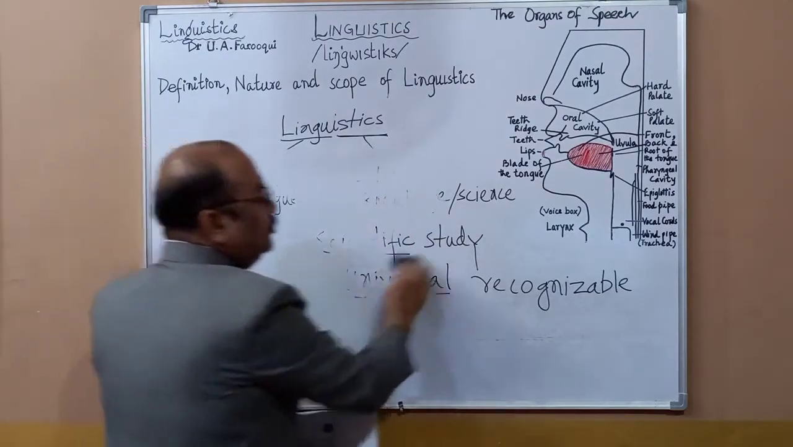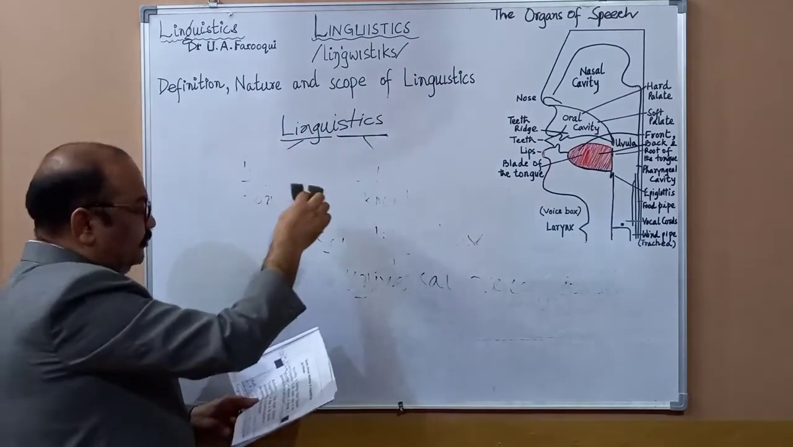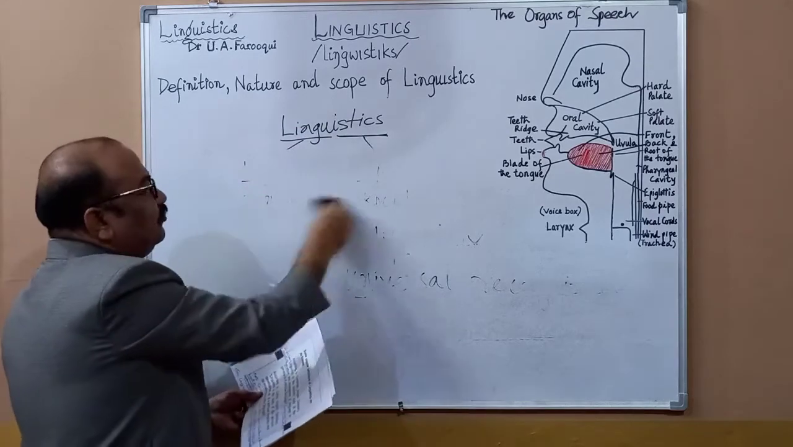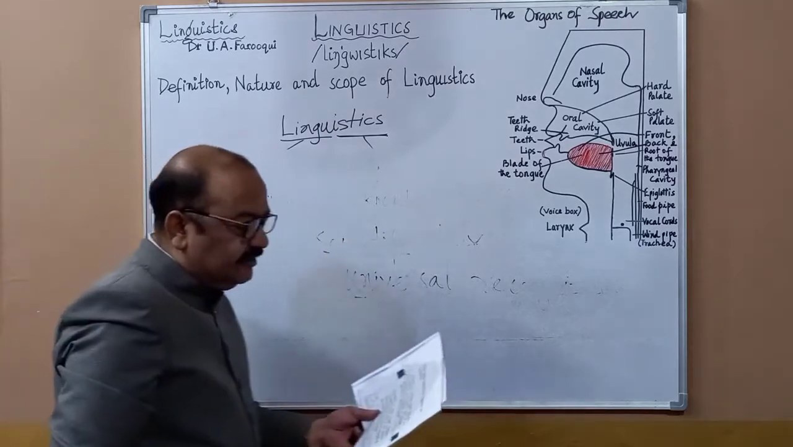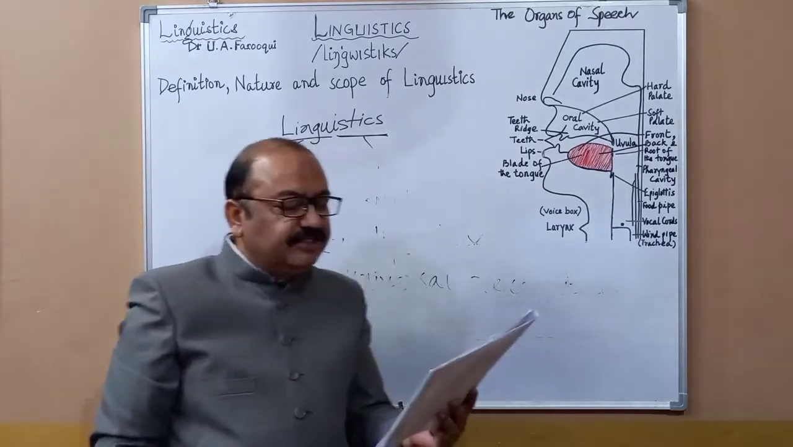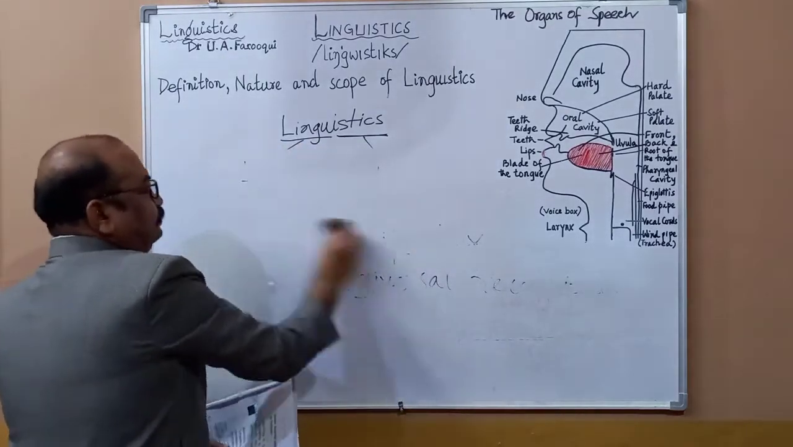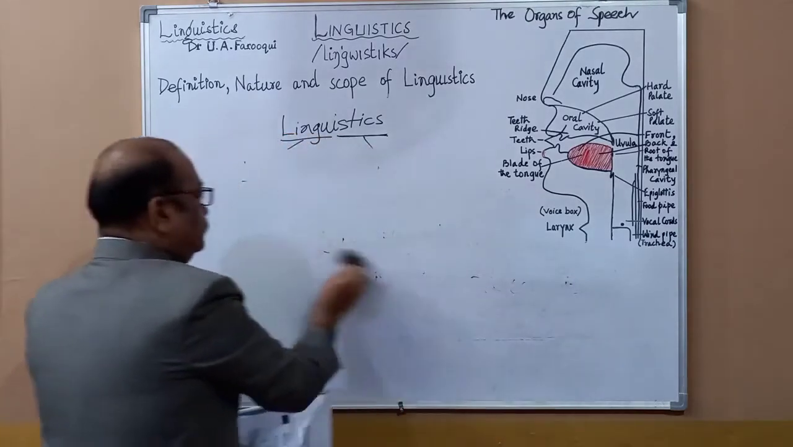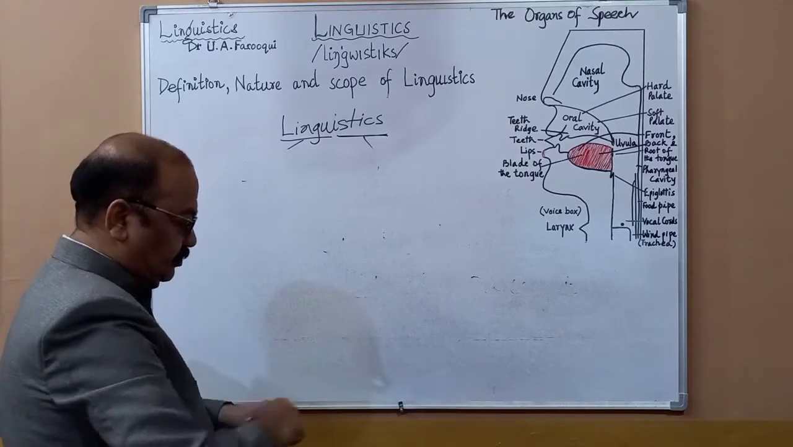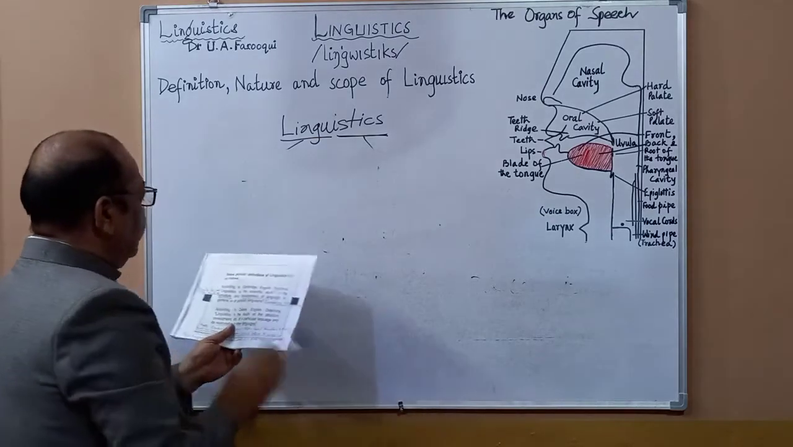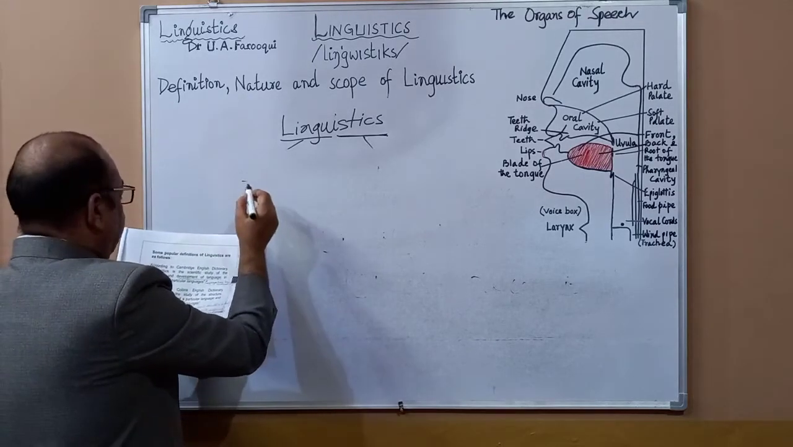I hope you have taken it down, so I am removing it. Yes, the first definition which I have taken is from the Cambridge Dictionary. Okay, Cambridge English Dictionary. It says that linguistics is the scientific study of the structure and development of language. I might even write it so that you may take it down. What is linguistics? This is from Cambridge English Dictionary.